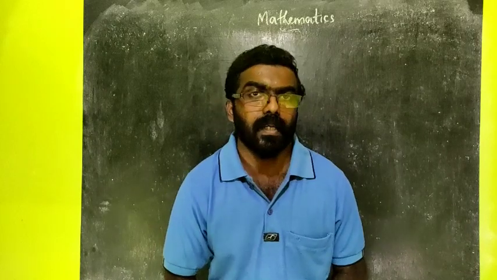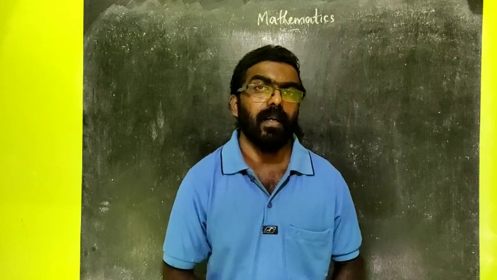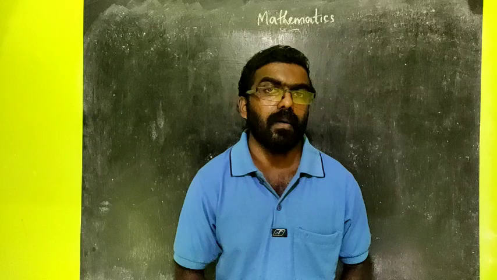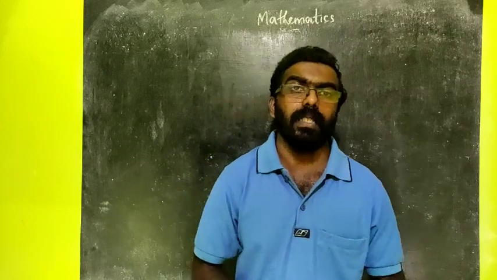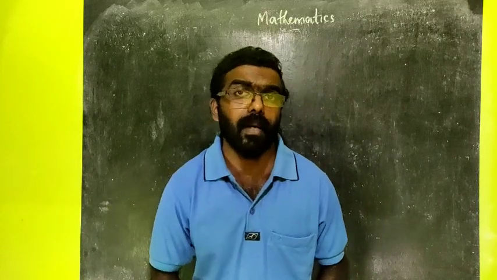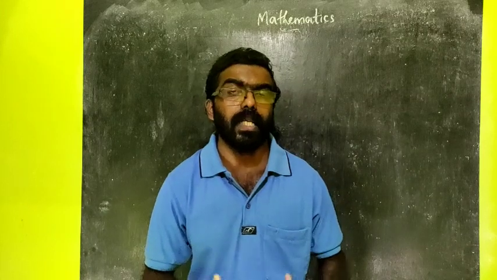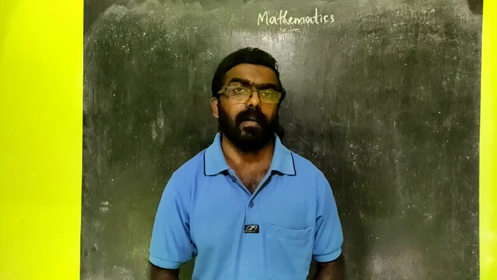Last class we started the chapter complex numbers and quadratic equations, and we discussed the main points in complex numbers. In this session we are going to discuss exercise 5.1. Let me start. Here the question is, express the following complex numbers in the standard form a plus ib. We are given some complex numbers, we have to change them into standard form. That means z is equal to a plus ib.